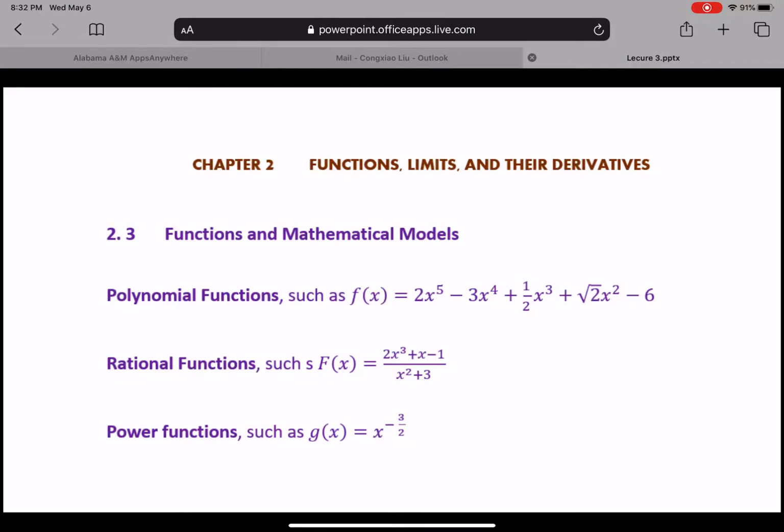And the power function essentially is a function with some power in the variable x, like g of x equals x to the negative 3/2. Okay, but as I said, usually you need to combine all of those functions to model a real problem.